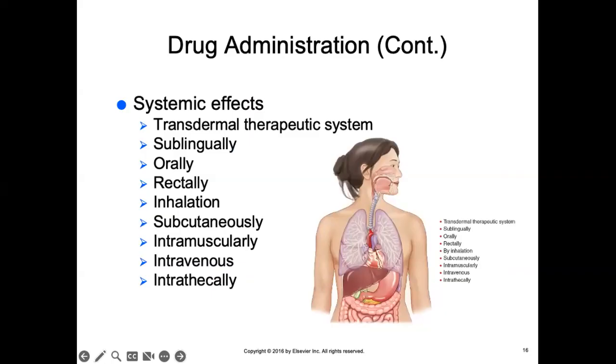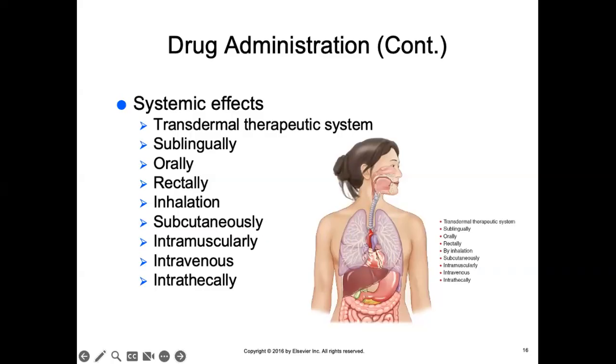Transdermal therapeutic systems are the delivery of a drug from a controlled slow release drug reservoir attached to the skin, okay, such as a patch. Okay. Sublingually means under the tongue. An example would be nitroglycerin tablets. There's a lot of blood vessels under the tongue that can absorb the drug. Orally, right, by mouth for absorption through the GI. That's probably how you're familiar with taking most drugs.